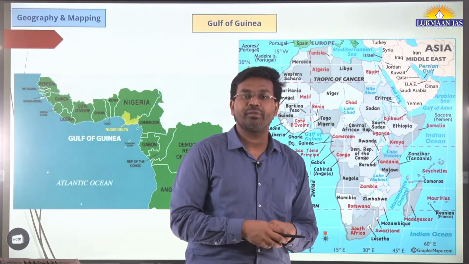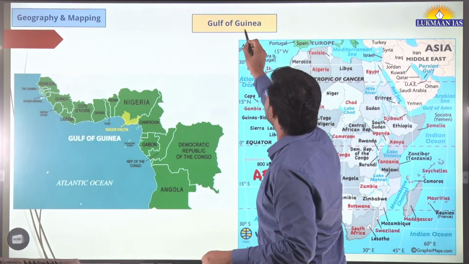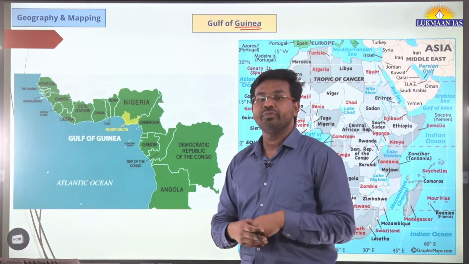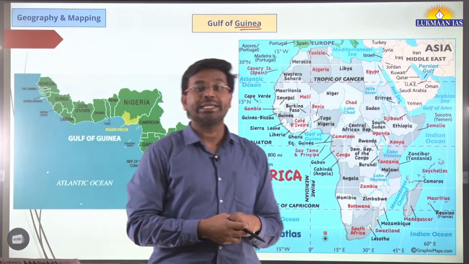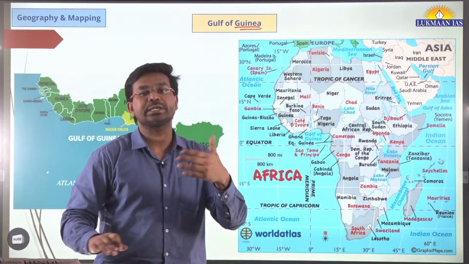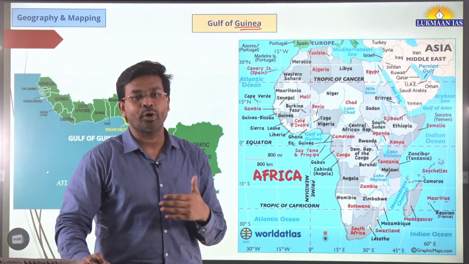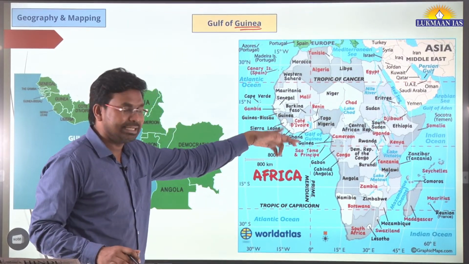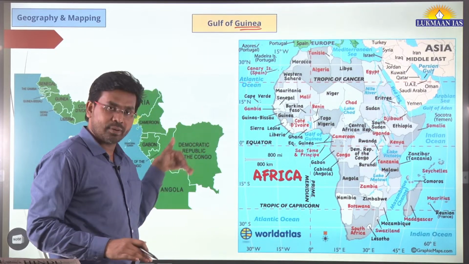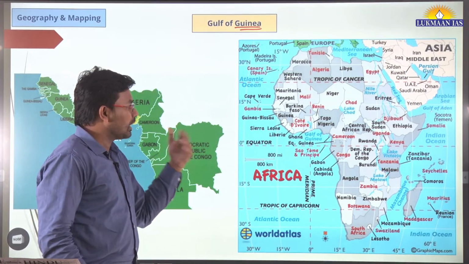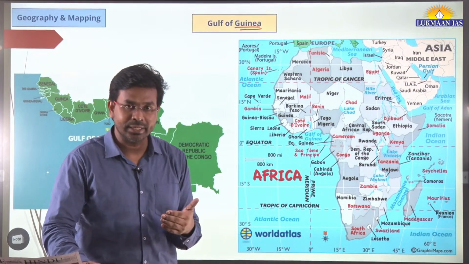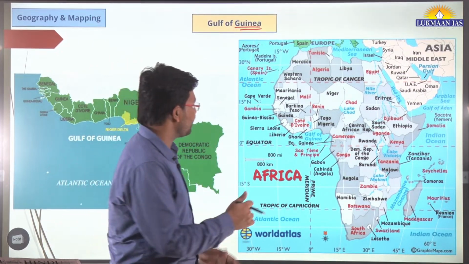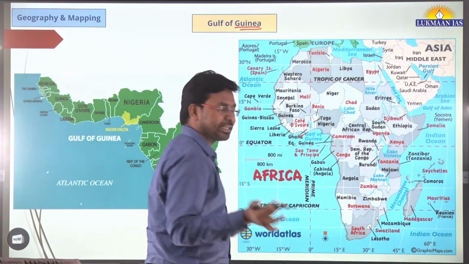Name of the topic is Gulf of Guinea. So where is this Gulf of Guinea located? What is the feature of a gulf? We are going to discuss it. A gulf is a water body surrounded by land on three sides and by water on the other side. A gulf is generally larger than a bay, but smaller than a sea in size.